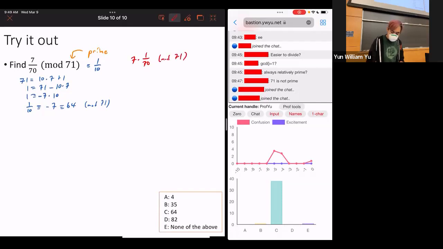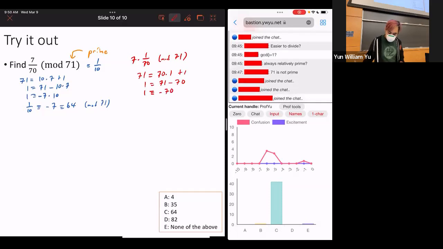And if you're going to get 1 over 70, well, you have 71 is equal to 70 times 1 plus 1. And so 1 is equal to 71 minus 70. And so 1 is congruent to minus 70. Wait, did I do that right? Oh, yes, I did. So 1 divided by 70 is congruent to minus 1. And if you multiply this by 7, then 7 over 70 is congruent to minus 7, which is congruent to 64.